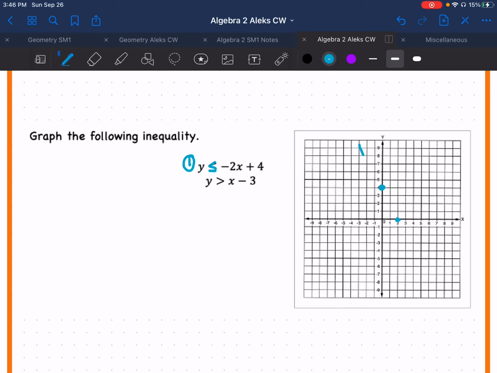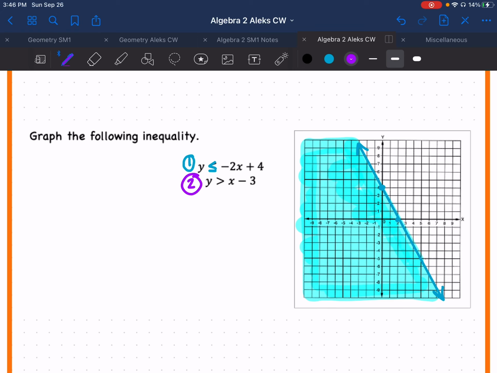This one is the solid line. There we go. Trying to read it off my calculator as well. And just like my calculator, it is shaded down below, which is this area right here. There we go.